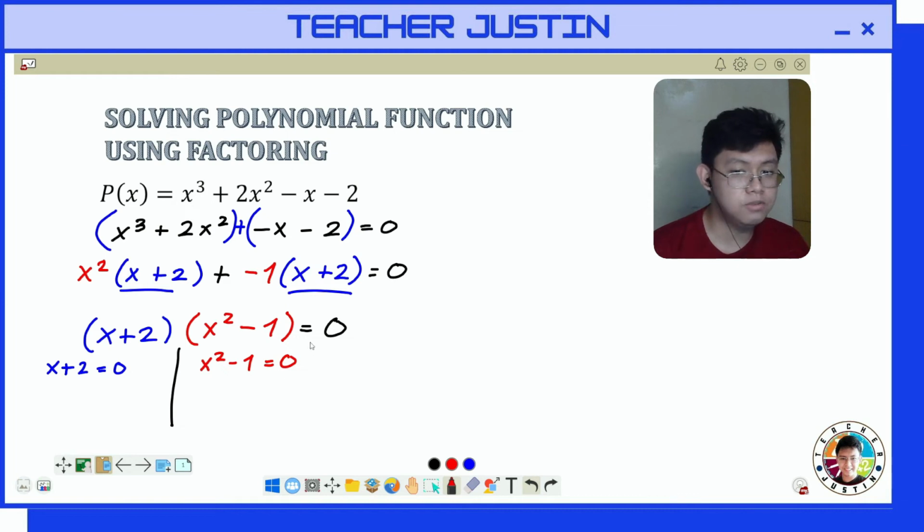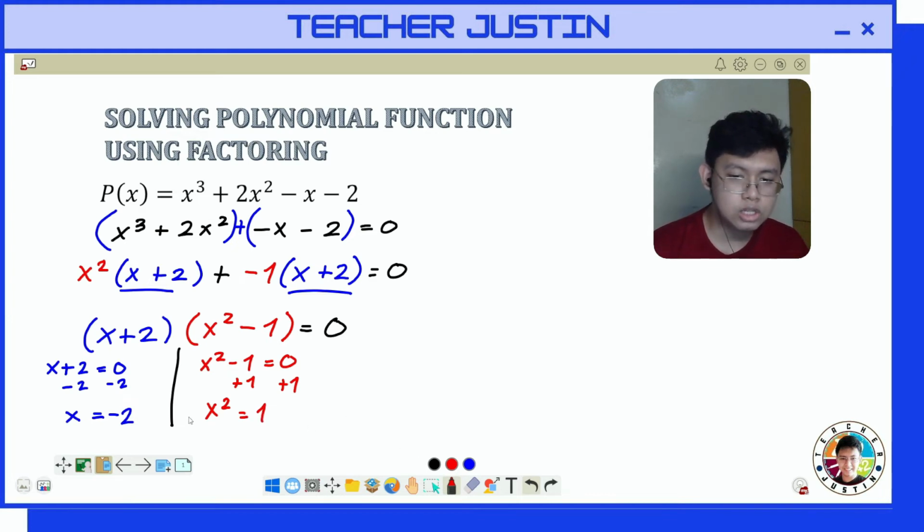Then let's solve for the value of x. So let's start first with x plus 2. We subtract both sides by 2, giving us x is equal to negative 2. Then, for the other factor, let's solve for the value of x. Let's add both sides by 1. So that will give us x squared is equal to 1.